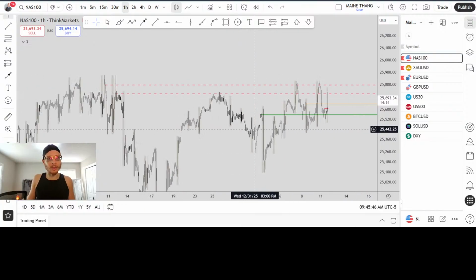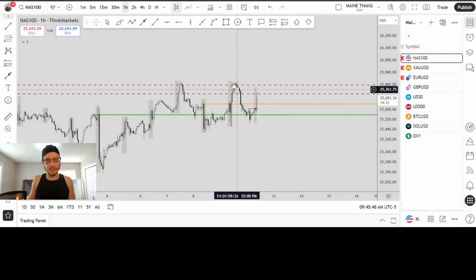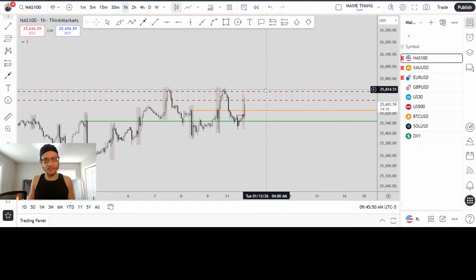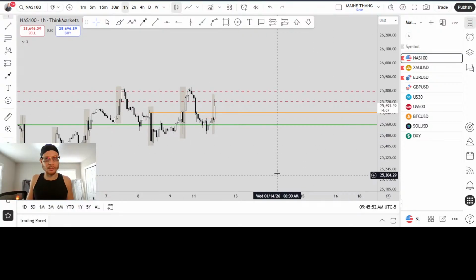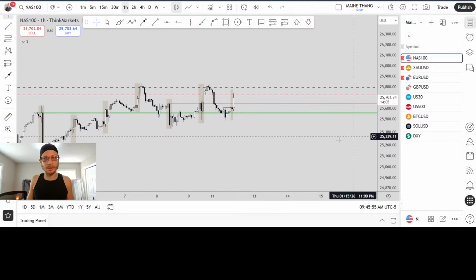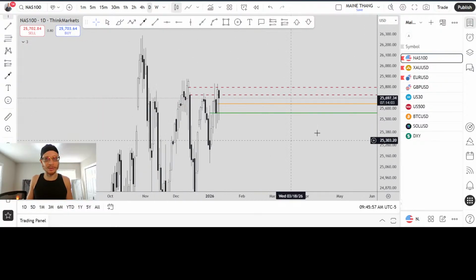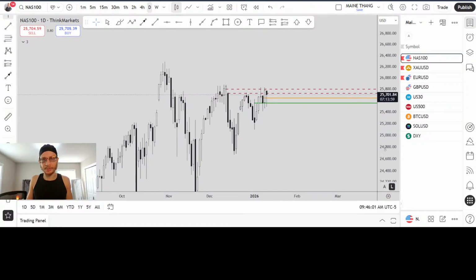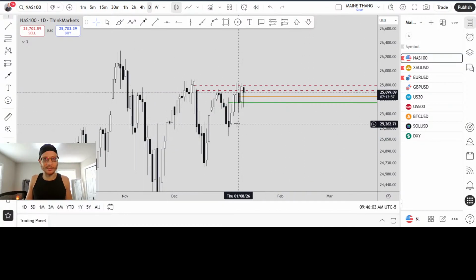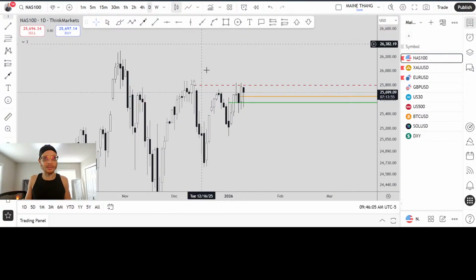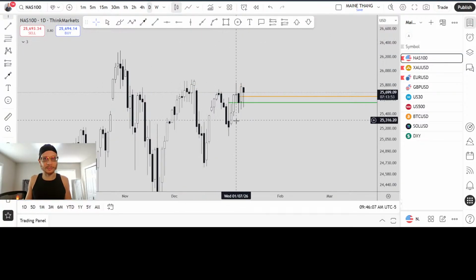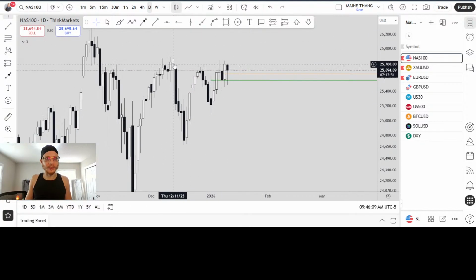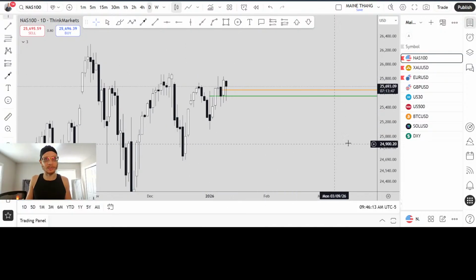I would much rather want to have this side broken on the 1 hour and then start to look for buys. Because look, we're getting wicks down, but still just in between this high and in between this low. So price is in between.